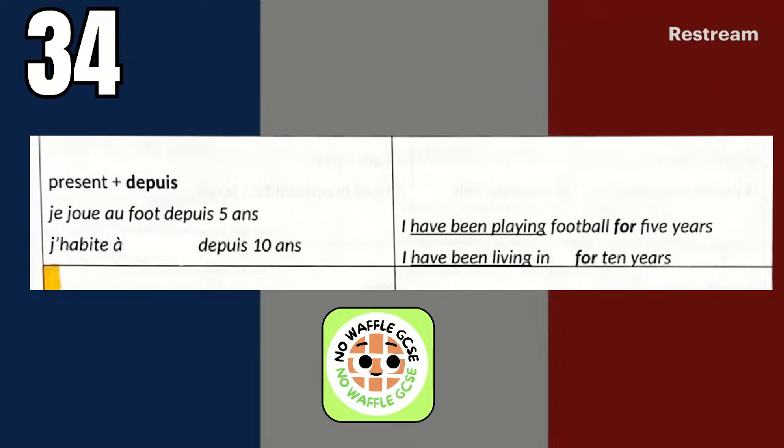Okay, the present tense plus depuis. So that's another phrase. It just means since. That's a good thing to implement. Je joue au foot depuis 5 ans. J'habite à wherever depuis 10 ans.